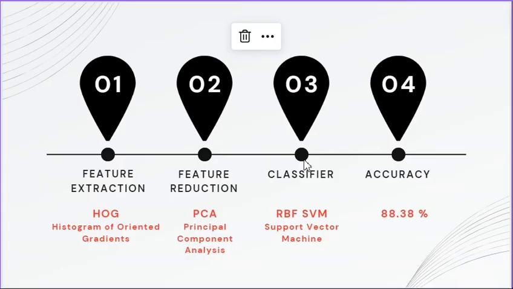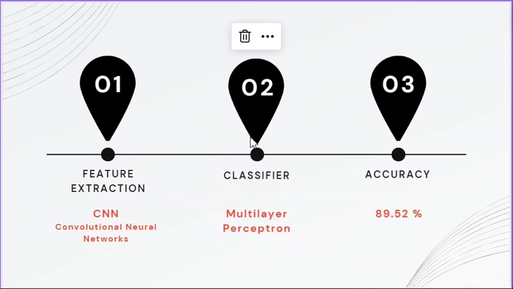So we now select our final classifier based on the accuracies. The first final classifier we choose is when we have used HOG feature extraction, then applied the PCA feature reduction technique on it, and then used RBF SVM as the classification technique, and that led us to successfully achieve 88.38% accuracy.